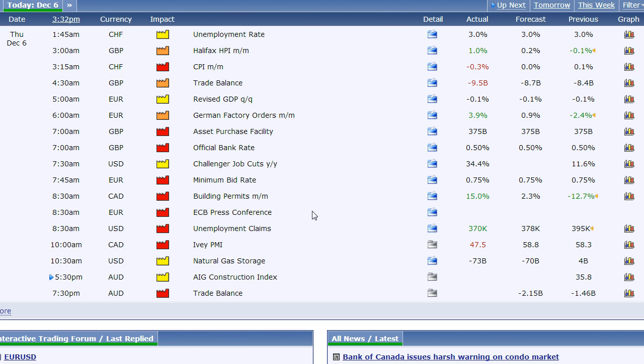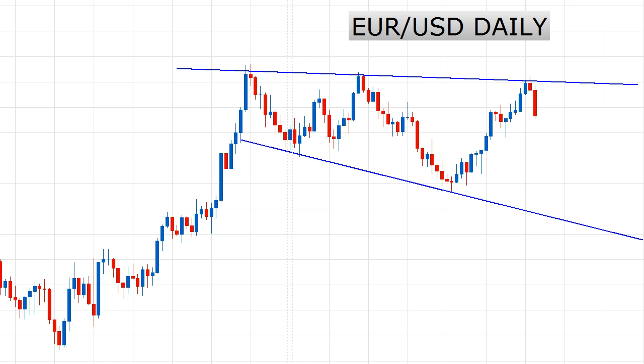We'll take a look at exactly how it got beat and show you that, but it's just interesting that even if the news does come out positive for some of these currencies, it doesn't always mean what we think it's going to mean.